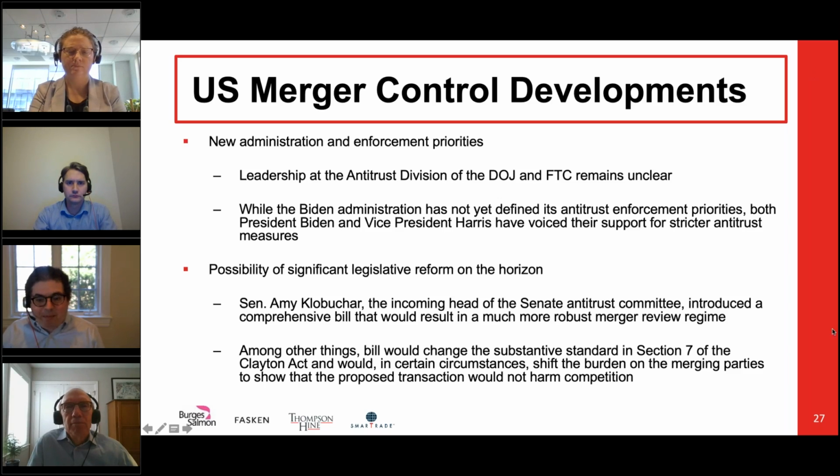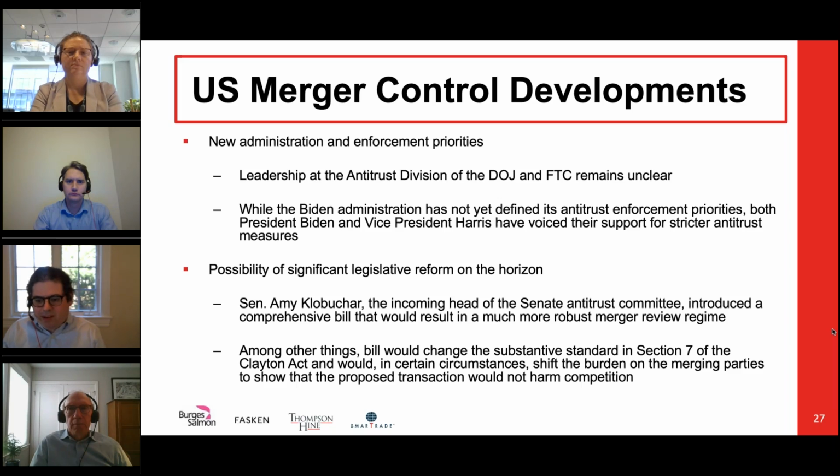Surprisingly, there's actually some bipartisan support on both sides of the aisle for antitrust regulation of big tech. There are slightly different reasons for that, but all in all, I think what we're going to see is strong antitrust enforcement under the Biden administration. In addition to that, there's also potential legislation coming down the pike.